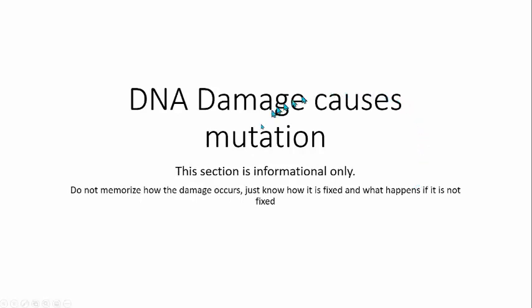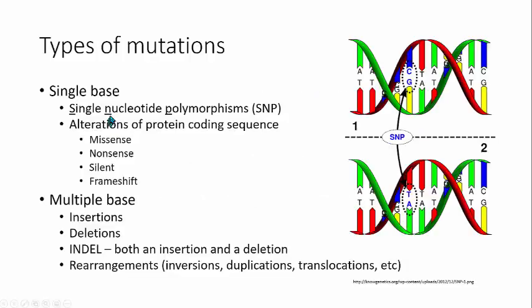All DNA damage does cause mutations. Many of the mutations are single base pair mutations. We will see a lot of ways of making single base pair mutations as well as multiple base pair mutations. This is just simply a reminder of the nomenclature. We call a single base change a single nucleotide polymorphism, or an SNP. These are just single base pair changes.